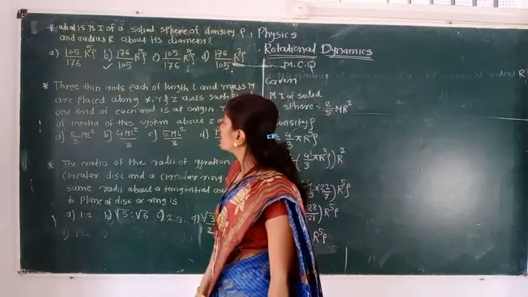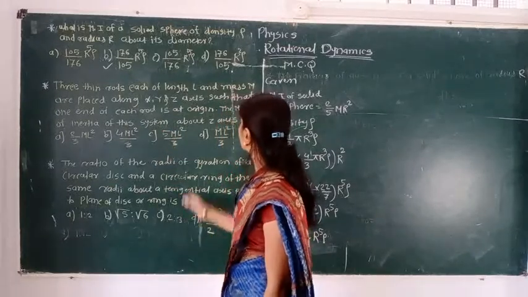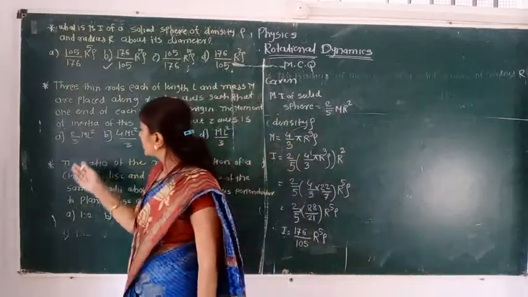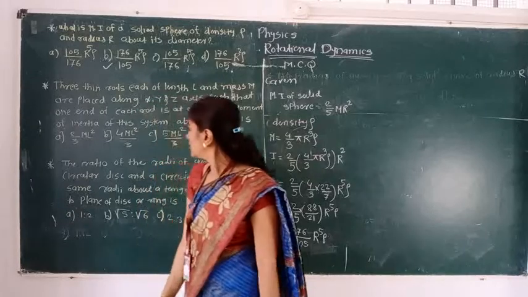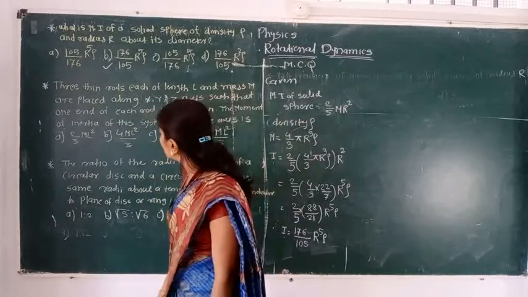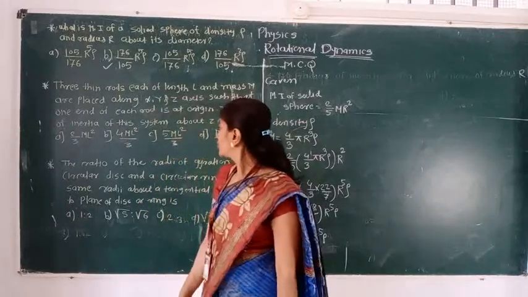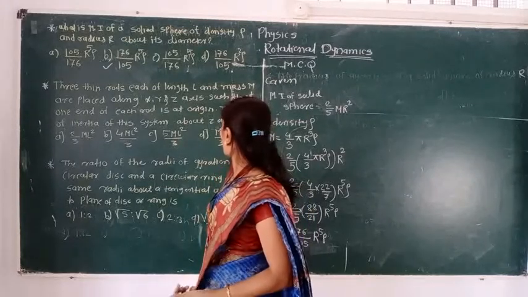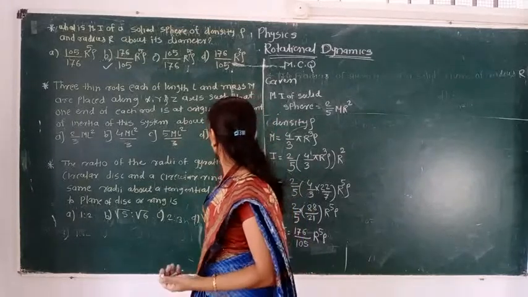The moment of inertia of this system about the z axis is: the options given are 2/3 ml², second one 4ml²/3, third one 5ml²/3, and fourth one ml²/2.